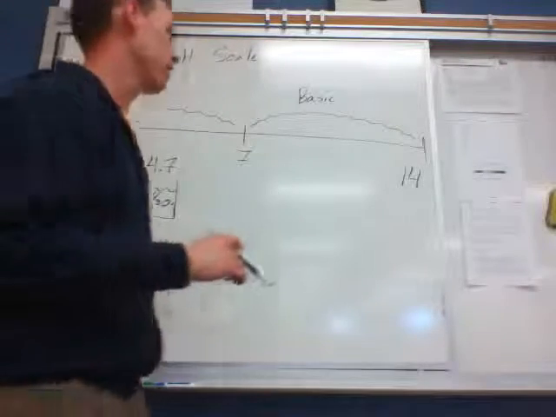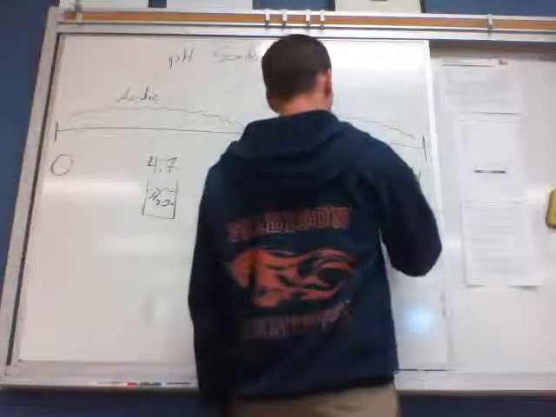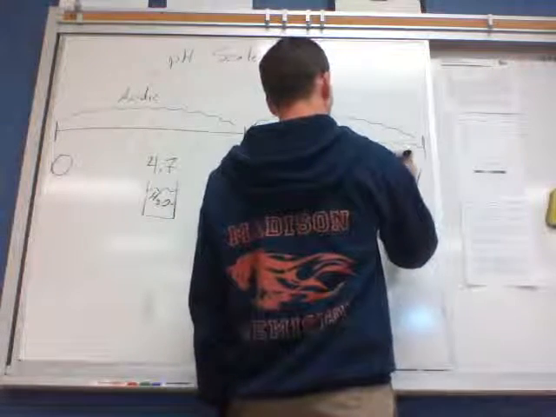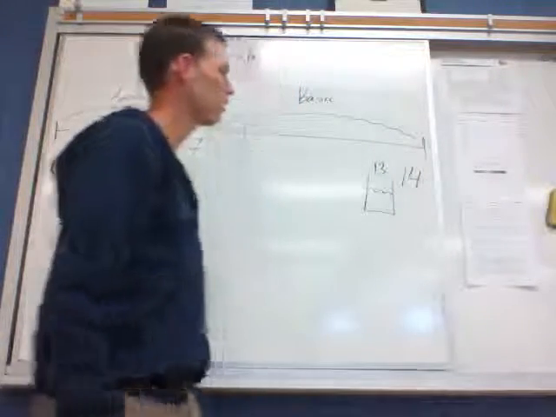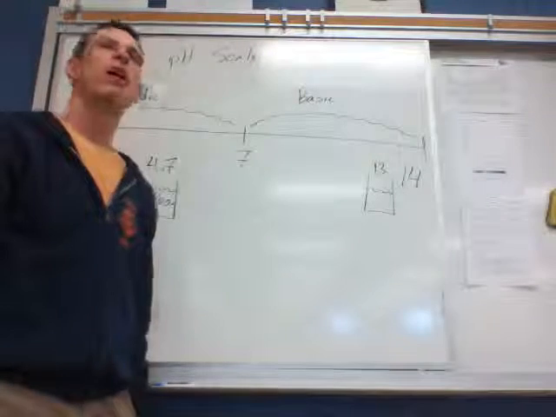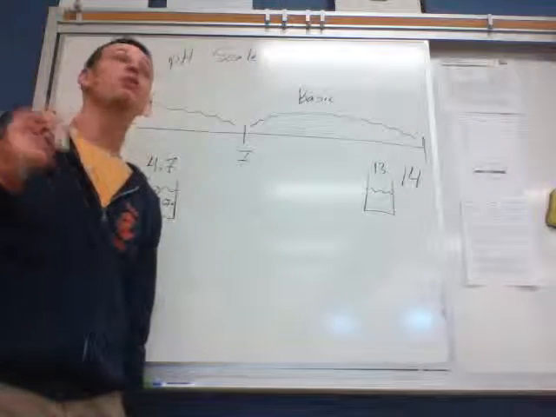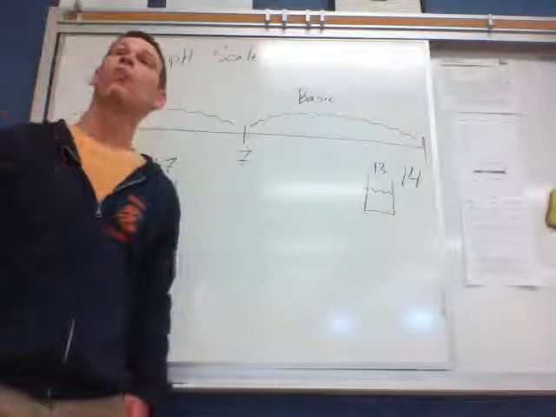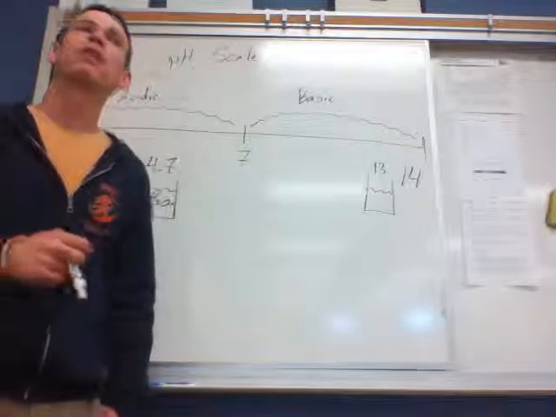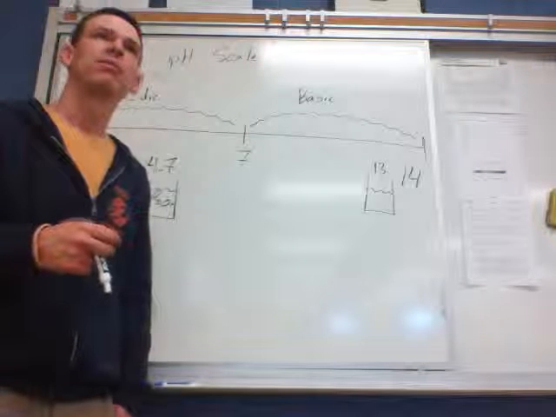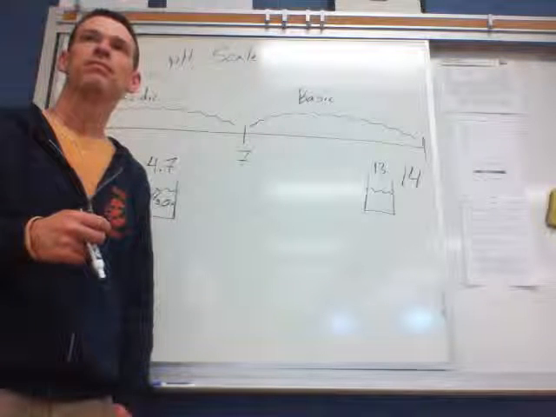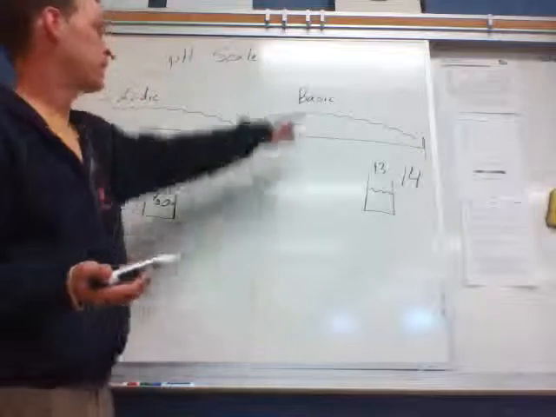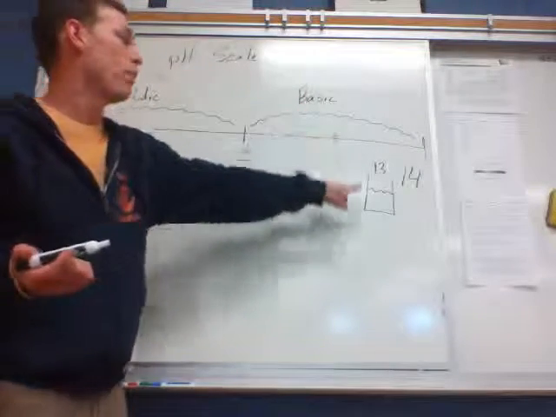Let's look at a different beaker. Let's look at a beaker here that has a pH of 13. If I put a drop of universal indicator into that beaker, what color would you expect it to change? Blue, because bases are blue.